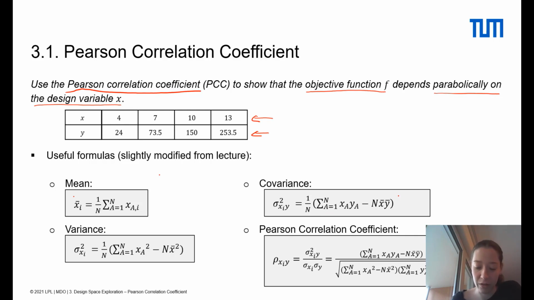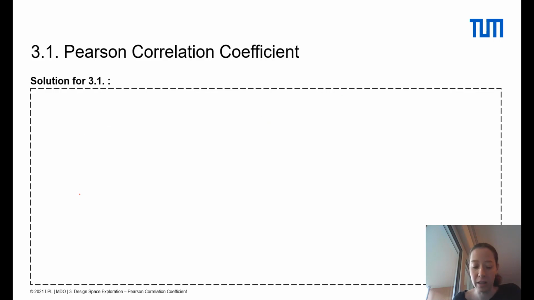The Pearson correlation coefficient is a coefficient that shows the linear dependence between a design variable x_i and the output or the objective function y. So now if we want to show a parabolic dependence and use the Pearson correlation coefficient, which shows a linear dependence, we just have to substitute our design variable. So we introduce a new design variable x prime, which is the square of our old design variable, the original design variable x.